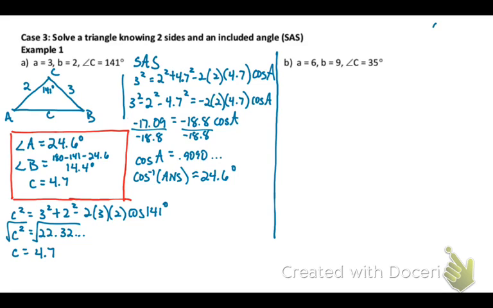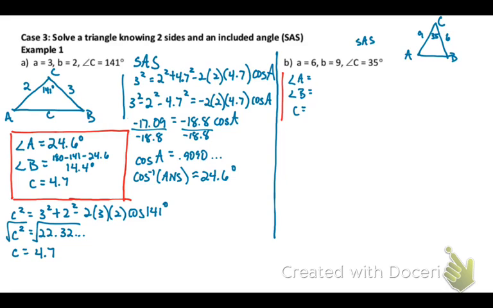Let's try another, okay? So let's sketch this triangle, ABC. Angle C is 35, side A is 6, and side B is 9. So notice we have a side-angle-side configuration. That's the information that we can use, that if we know it, we can use the law of cosines to solve. So let's start with, well, let's write what we need to know.